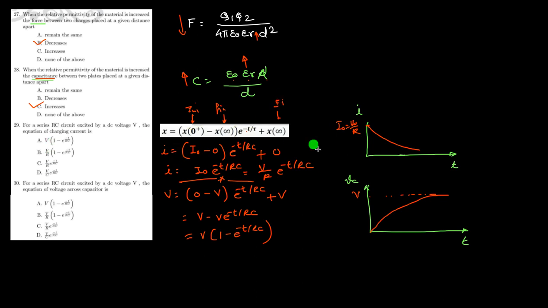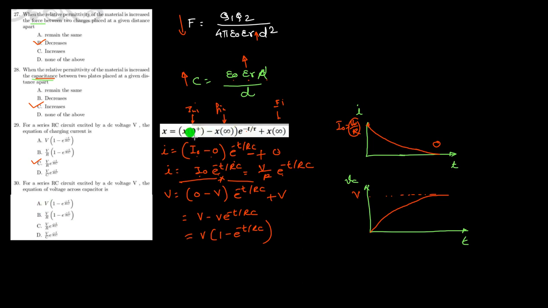During charging, the current initially is high, equal to V by R, and when the capacitor is fully charged, the current reduces to 0. So final value is 0, initial value is I0, so I0 minus 0, into e raised to minus t by tau, where tau is RC in this case. So it will give you I0 e raised to minus t by RC. I0 is nothing but V by R, so it is V by R e raised to minus t by RC.